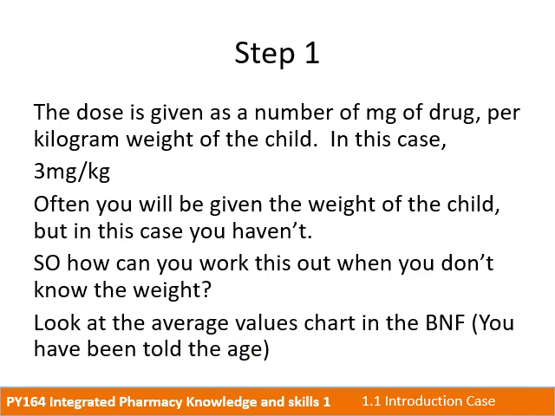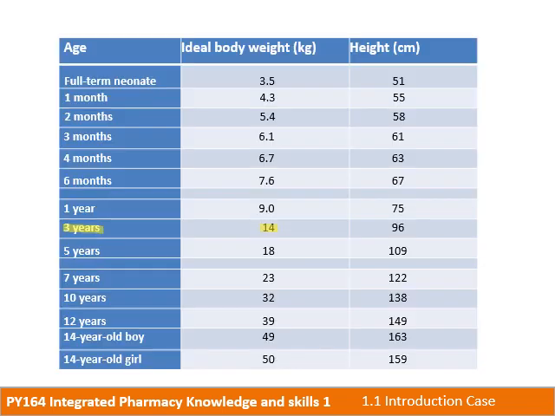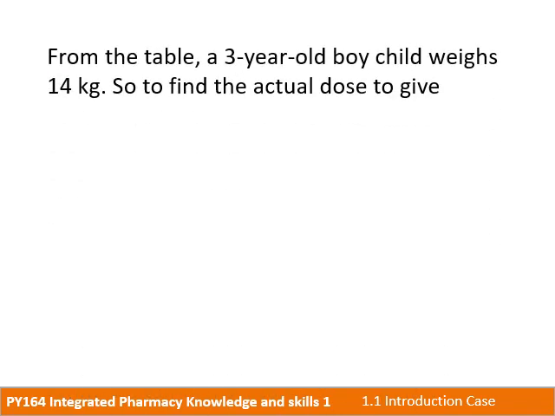Let's look at the average values chart in the BNF. We know that they are 3 years old. So if we look at the chart, we can see at 3 years old, the ideal body weight would be 14 kilograms. So from the table, we know that 14 kilograms would be the weight of the child.